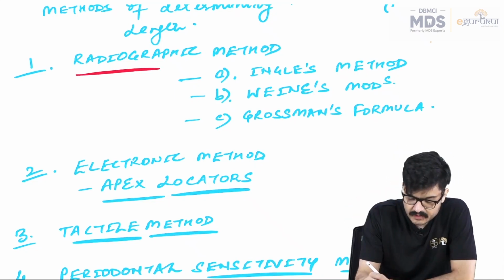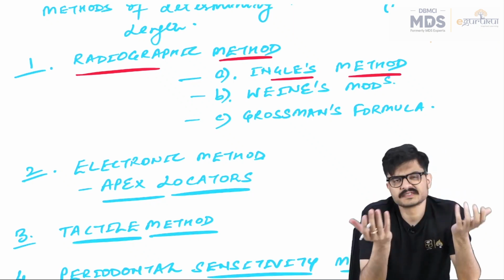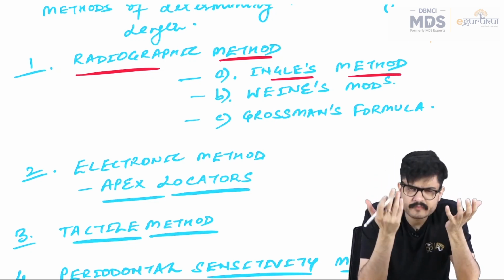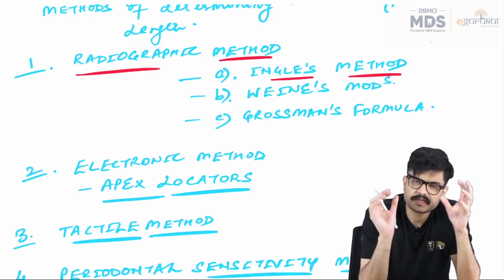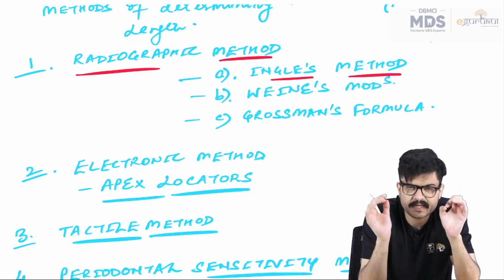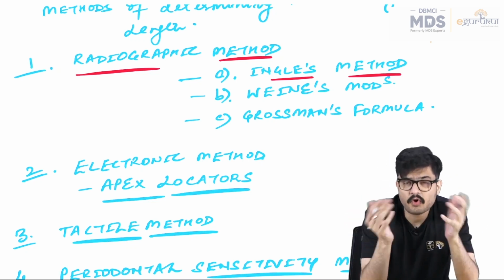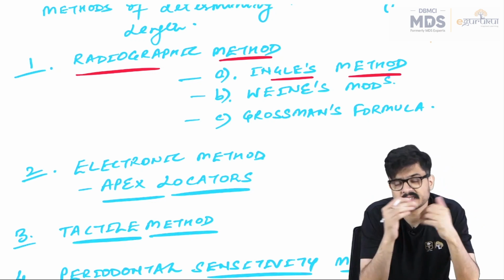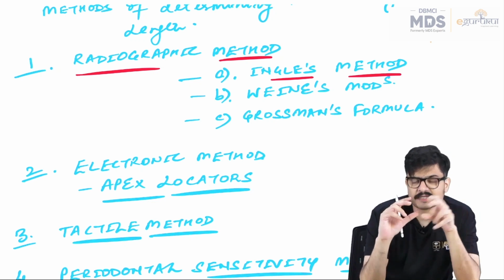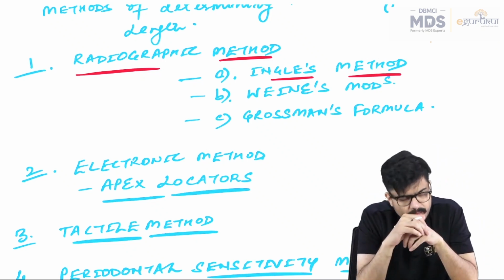So in the radiographic method, we start with the Ingle's method, friends. What are the prerequisites, number one, of correctly determining the working length by the Ingle's method? Obviously, you should have a preoperative, undistorted, clear, good quality IOPA X-ray, number one. Number two, you should have a basic working knowledge of the lengths of all the teeth in general. That's number two. You should obviously be having a divider and a ruler or an endo gauge so as to check the length of the tooth on the X-ray, right?